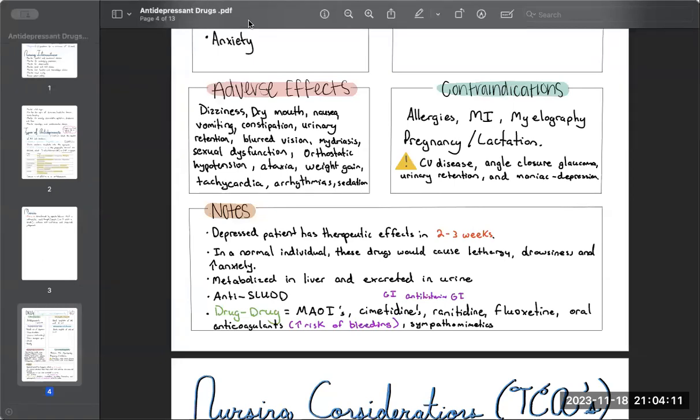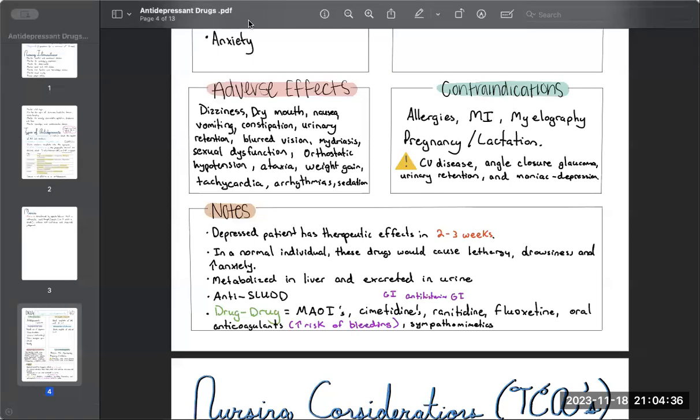All of the adverse effects are anti-SLUD, that's a very great mnemonic, and these are CNS depressant drugs, okay? So they work in that CNS. So because they're CNS acting drugs, we don't want to take other sorts of antidepressants with them, like MAOIs, okay? Because they do work in the CNS. So we don't want that.